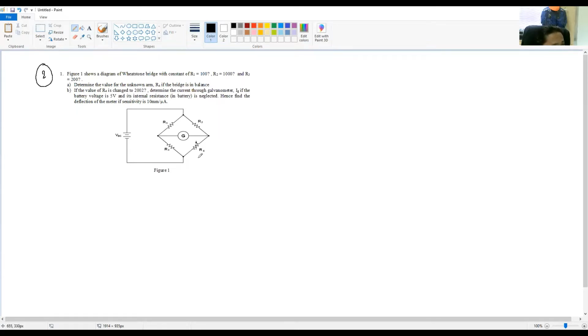Figure 1 shows a diagram of the Wheatstone bridge with the constant R1 equal to 100 ohms, R2 is 1000 ohms, or 1 kilo ohm, and R3 is 200 ohms. First, determine the value for the unknown arm, R4, the variable resistor, if the bridge is in balance. That is question A.